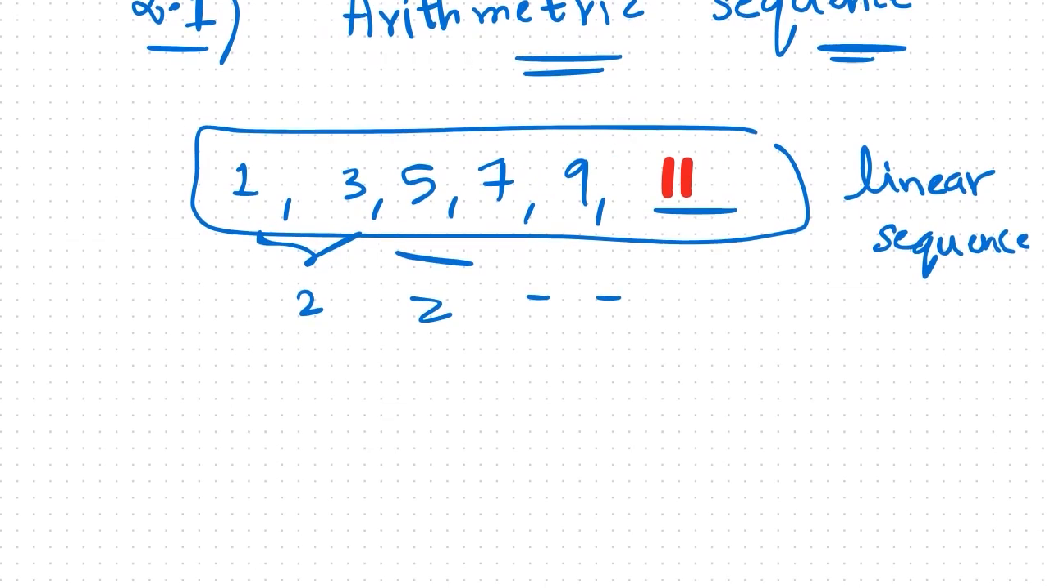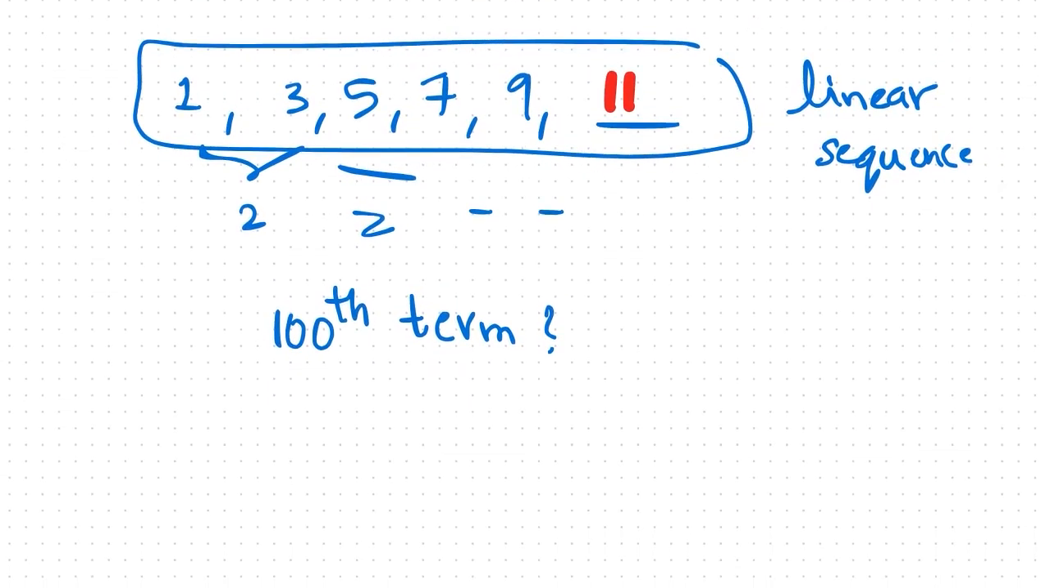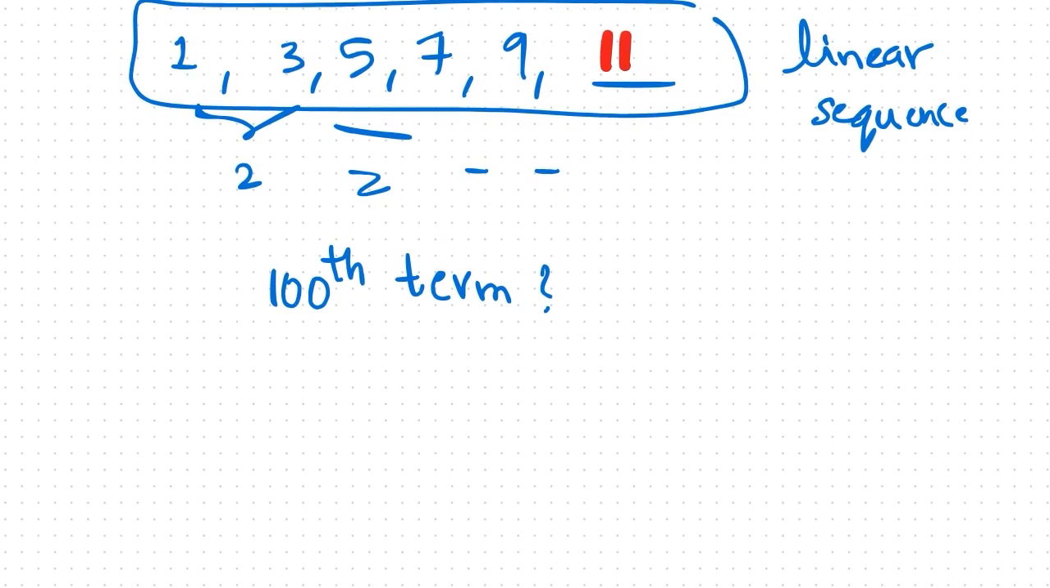So if I ask you, in this sequence, what is, let's say, the 100th term? How do we find that? It's like the original plus the difference times 100 minus 1. Or something, it's like a formula.